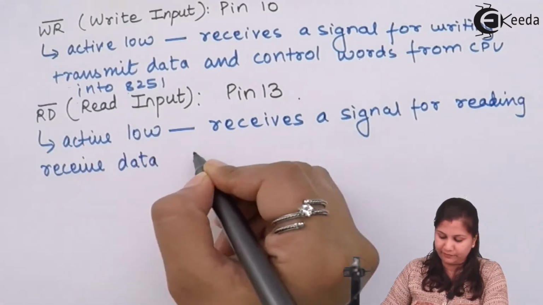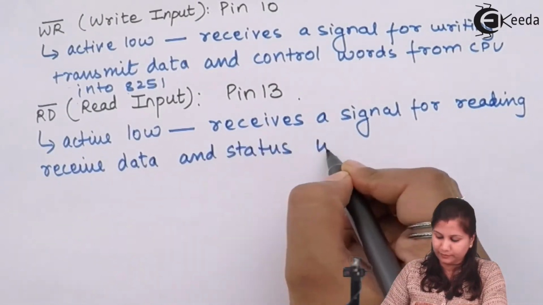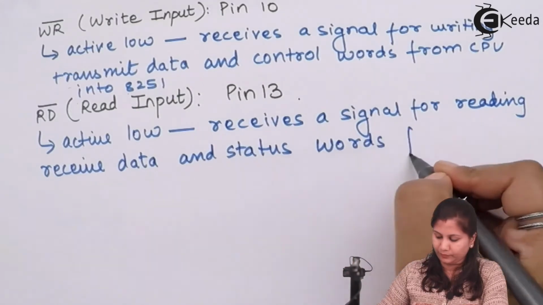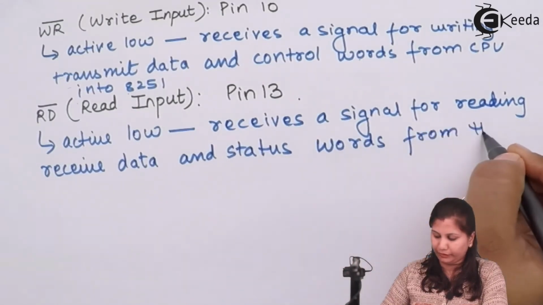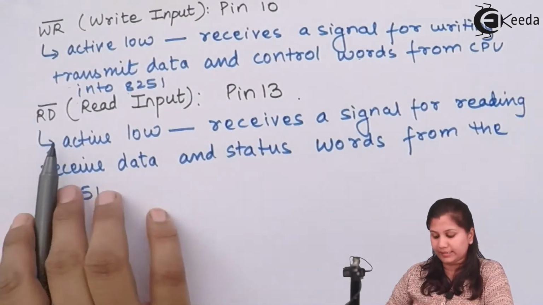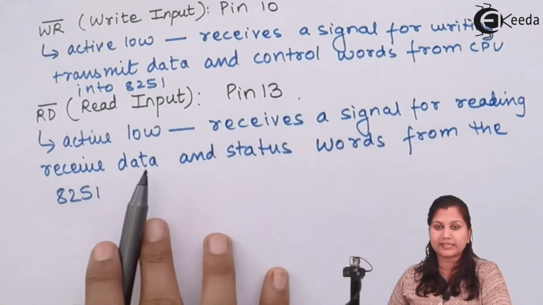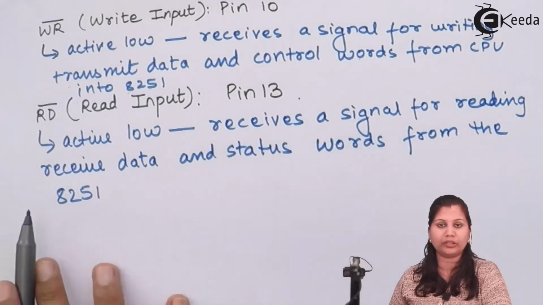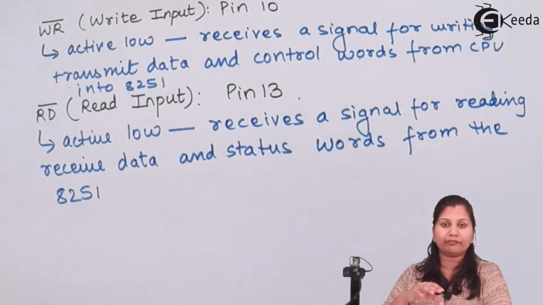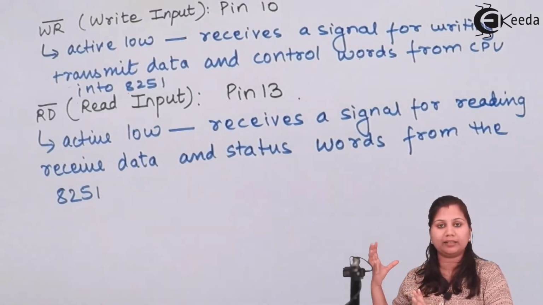For reading the received data and status words from the 8251. So when this is active, the 8251 will receive a signal for reading the received data and the status words from the 8251. So the status words will be read, and the data which is received from the peripheral devices will be read by the microprocessor from the 8251.